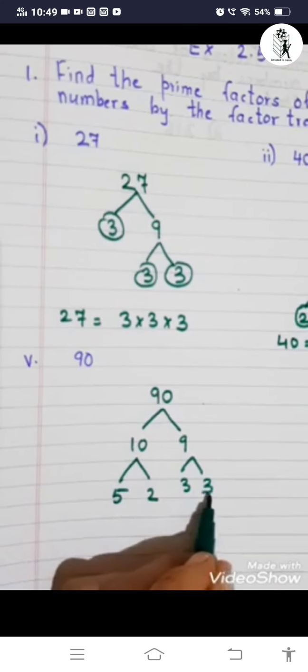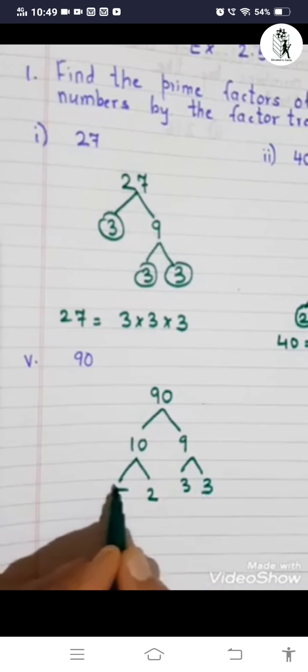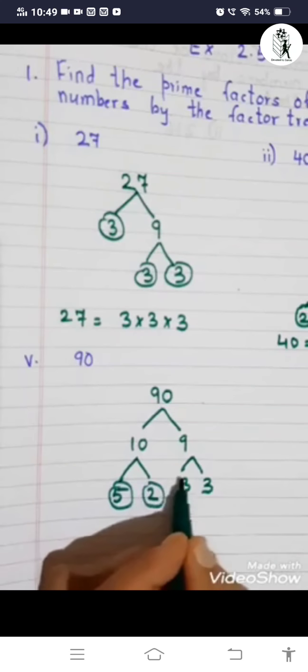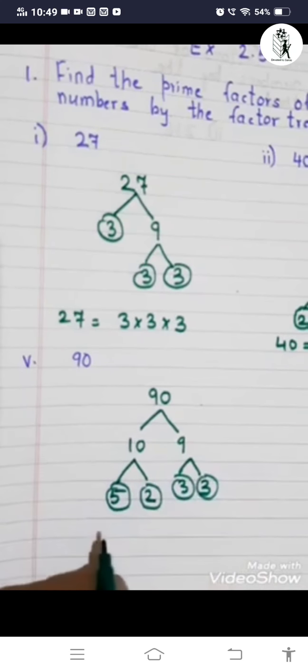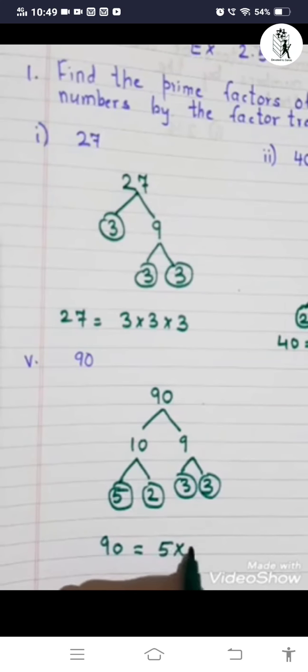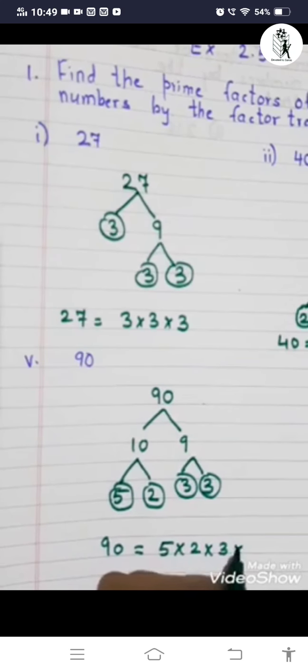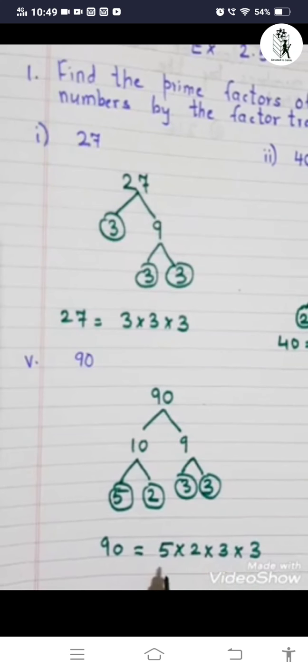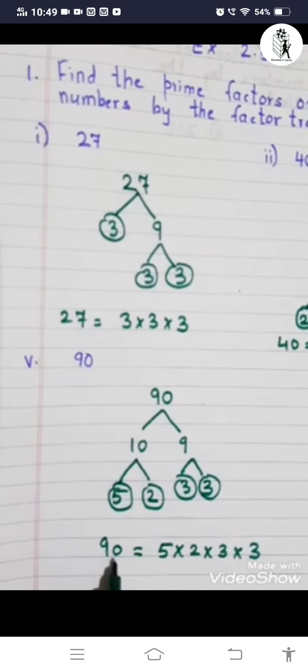Now, is there any composite number? No. So this 5, 2, 3 and 3, you will write it. 90 is equal to 5 into 2 into 3 into 3. You can check it again. 5 2s are 10, 10 3s are 30 and 30 3s are 90.